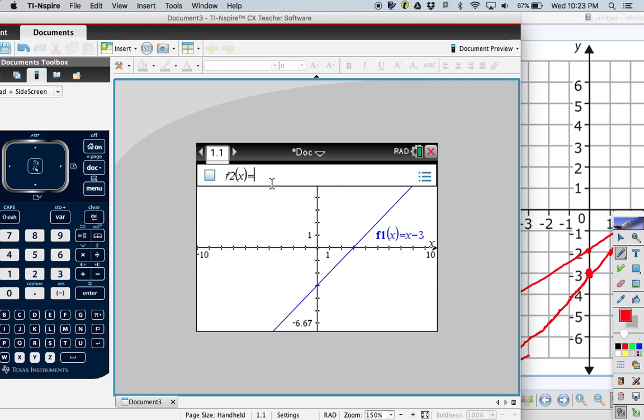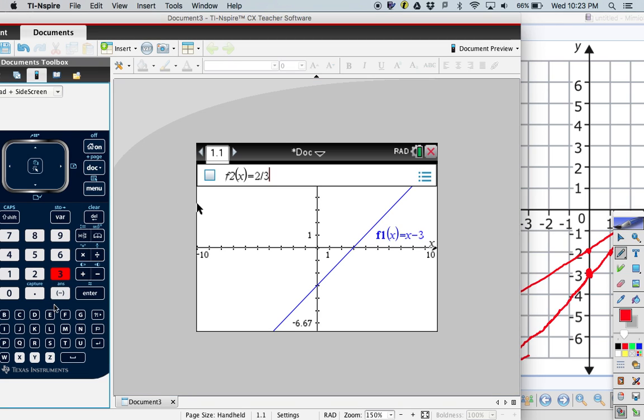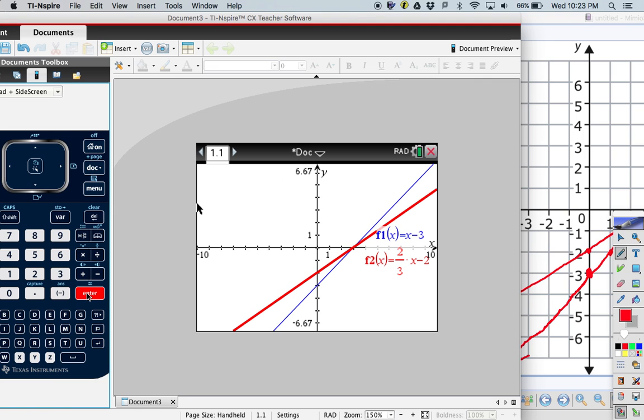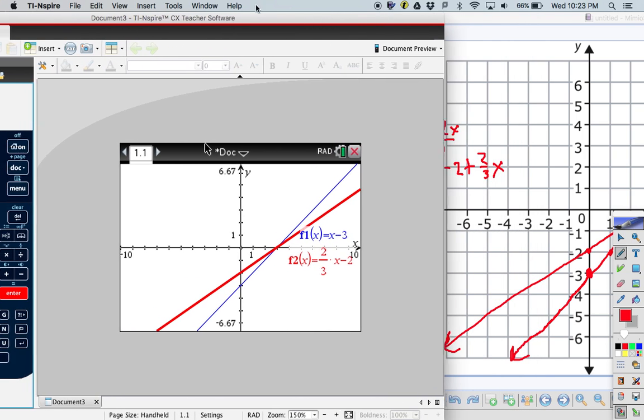Whoa, what happened to it? Maybe I do have to put it in y equals form. Okay, so we're going to go 2/3 x minus 2. Hit enter. There it goes. Apparently you do have to put it in that form. So 2/3 x minus 2.